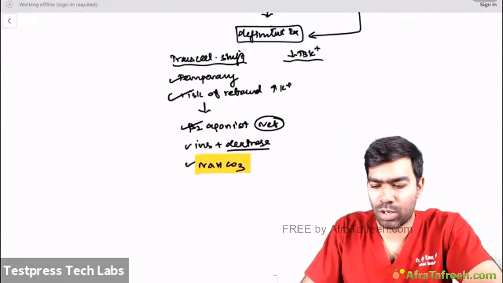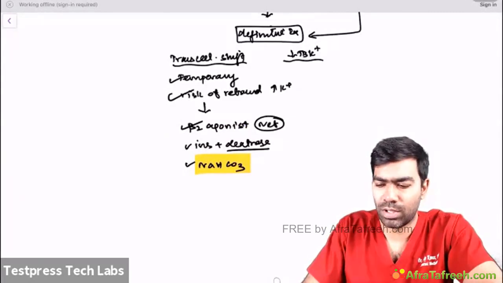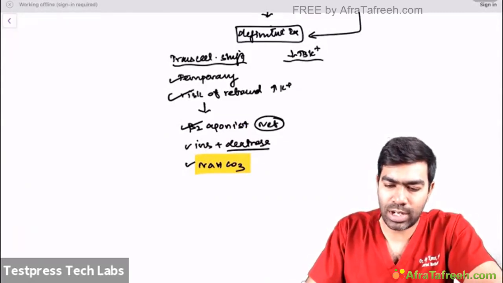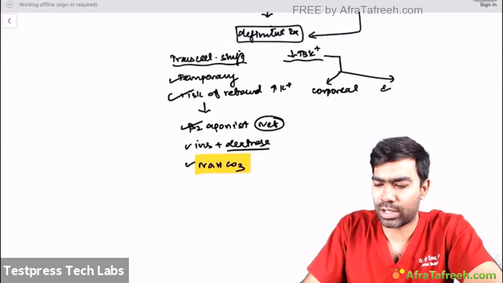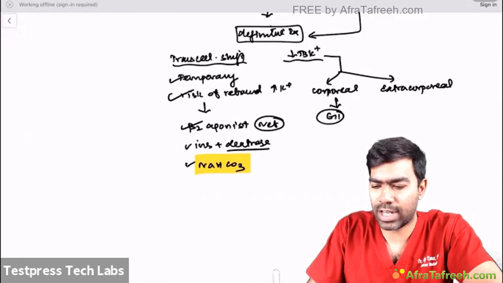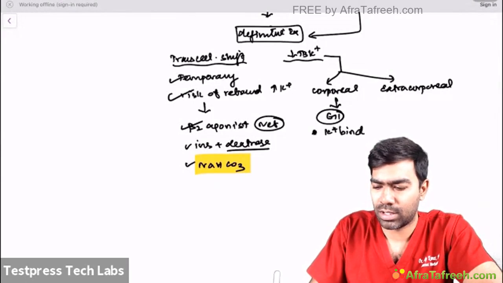Conditions that reduce total body potassium. There are two types of drugs in this group. One is those that can remove corporeally, which means from the body you can remove, or second, you can remove extracorporeally. Corporeal removal means you are going to remove through the GI tract, which means you're going to use some potassium binding resins. There are basically 3 potassium binding resins. 2 is very commonly used.